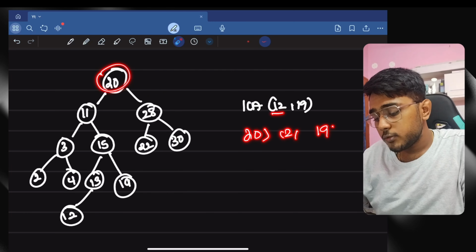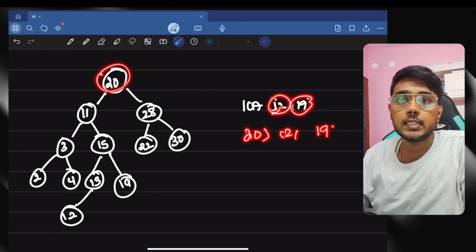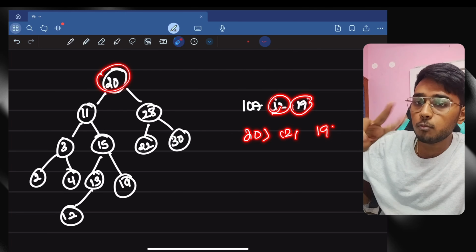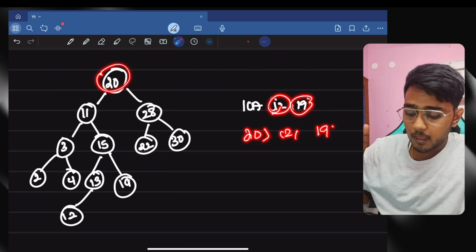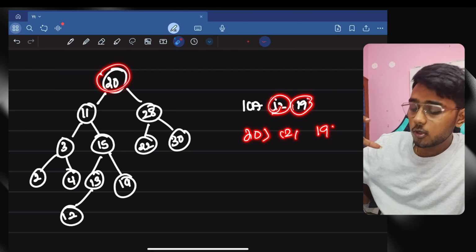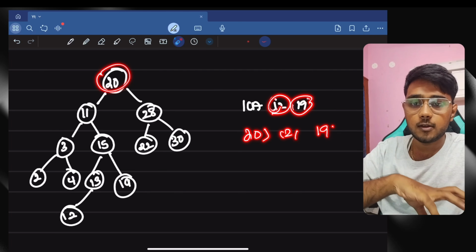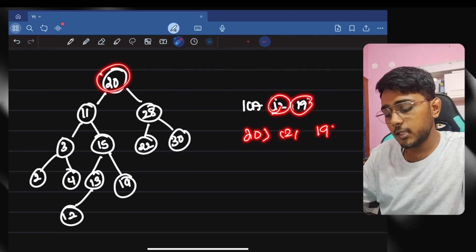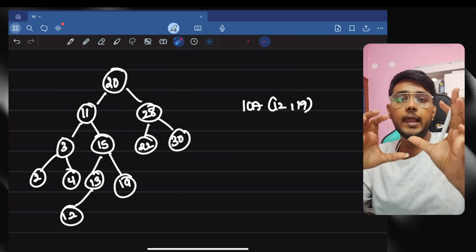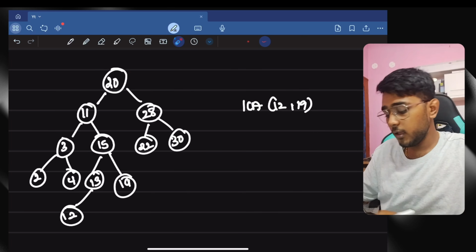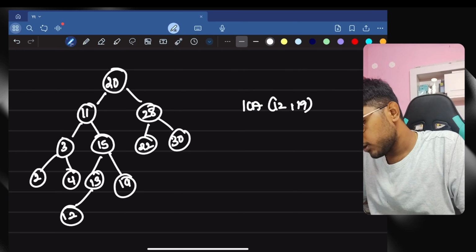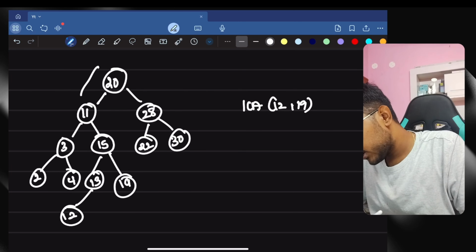Which indicates that 12 and 19 lie in the left branch. Okay, left branch. Remember the first two base cases, which are that both nodes belong on the left or both nodes belong on the right. So this is the left one. Now we are saying that 12 and 19 lie in the left half of 20. So now let's move down. From this particular place, we are coming to this one.